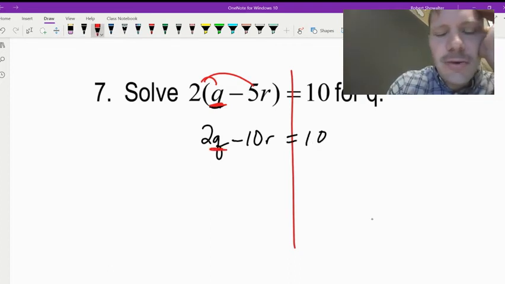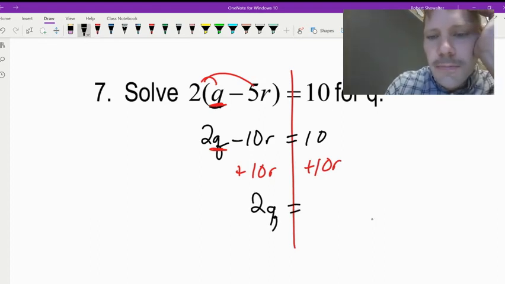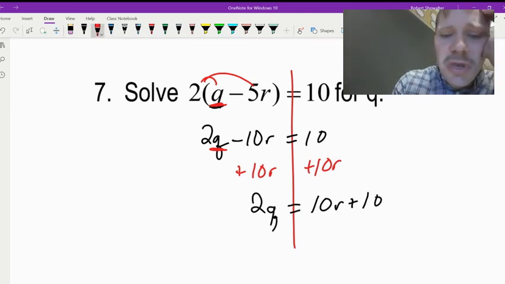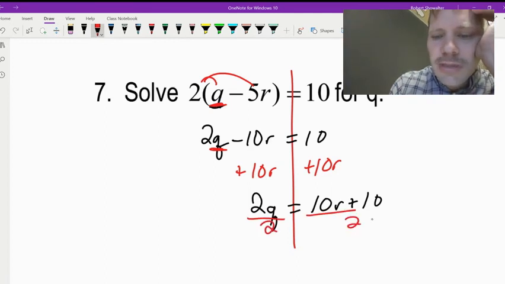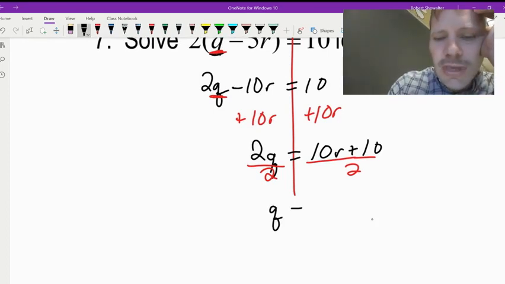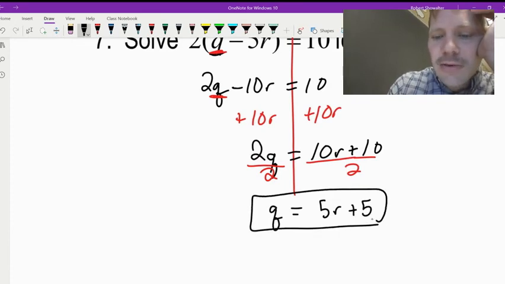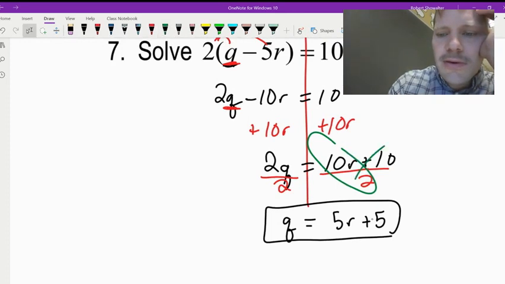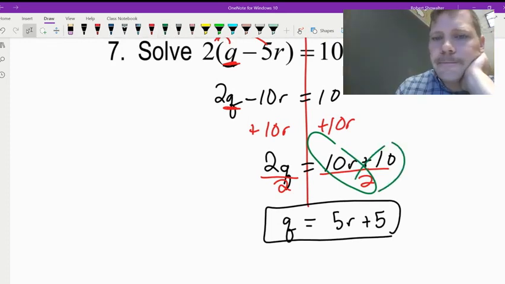Again, identify where the Q is and what we need to do to get rid of the stuff around it. So we're going to add 10R, add 10R. So we get 2Q equals 10R plus 10. We can't combine those because they're not like terms, so we're just going to write them next to each other. It's okay. We're going to divide both sides by 2, which means we're going to divide all the parts on the right-hand side by 2. So we get Q equals 5R plus 5 because we've got 10 over 2 that we need to do, and we have another 10 over 2 that we need to do. Okay? Pause the video, go back, listen to the explanation.